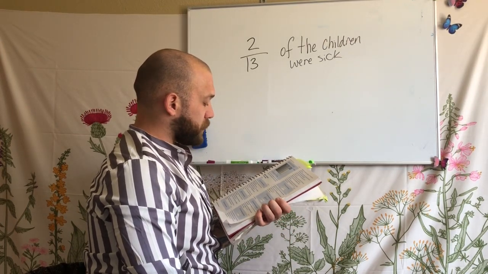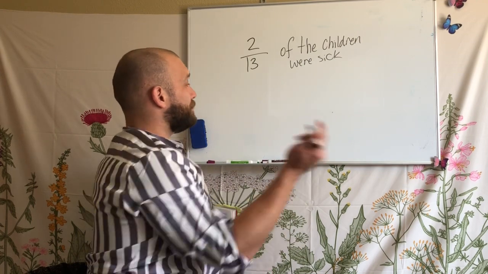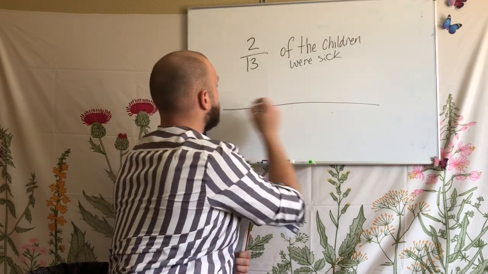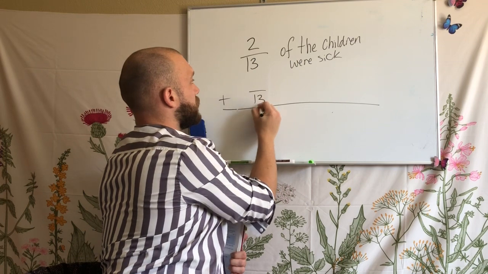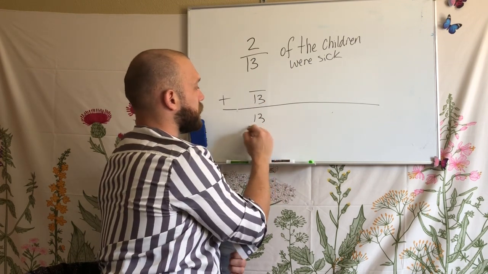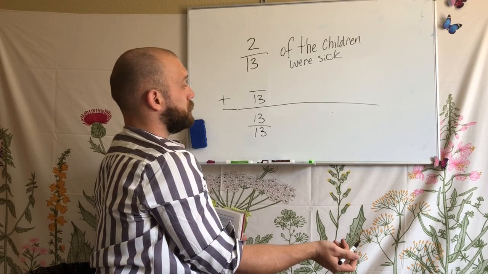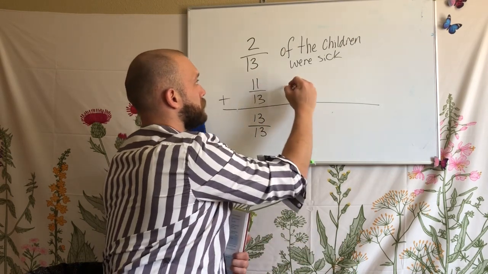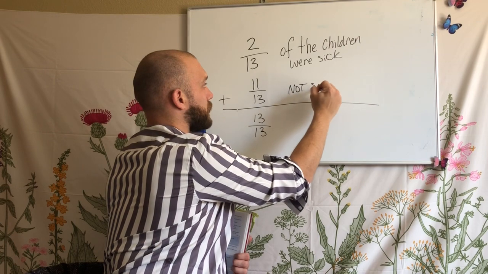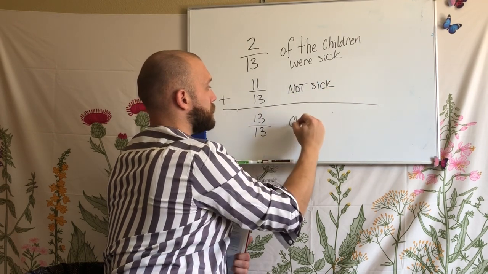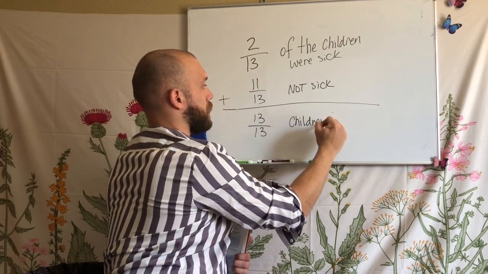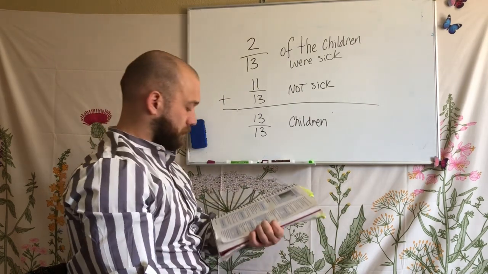So, what's the fraction of children that would be well? Well, to solve this, I know if I add it together, I need that to stay the same, I'd have 13 out of 13 altogether. So, what's 13 minus 2? 11. 11/13 not sick children. Just like so.